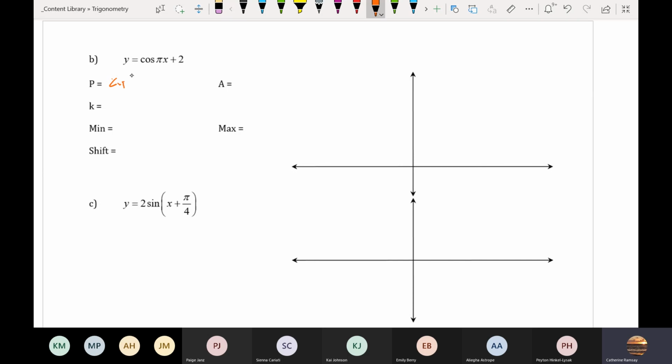2 pi, oh my gosh, 2 pi. I'll try that again. Oh my gosh, divide by p.